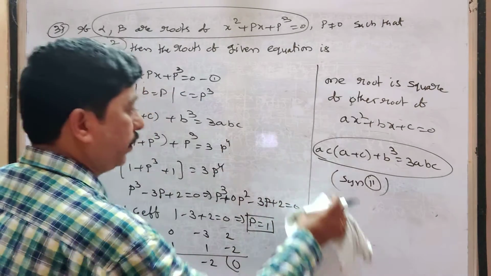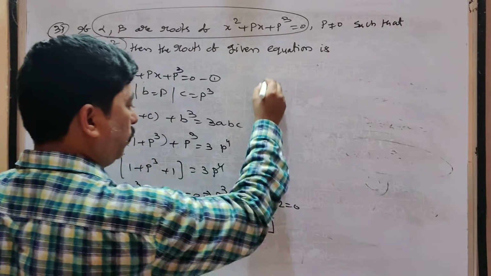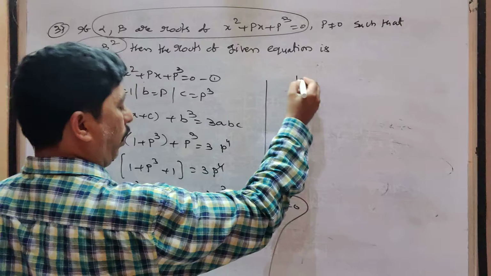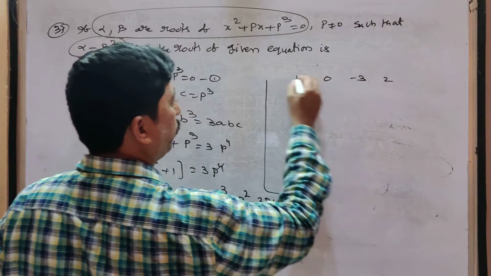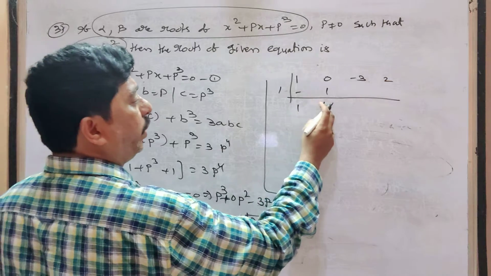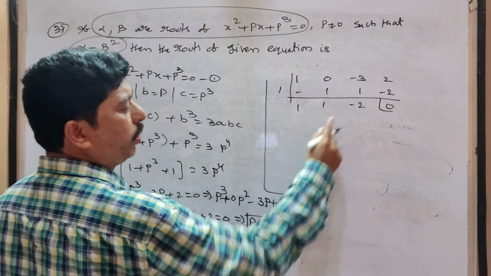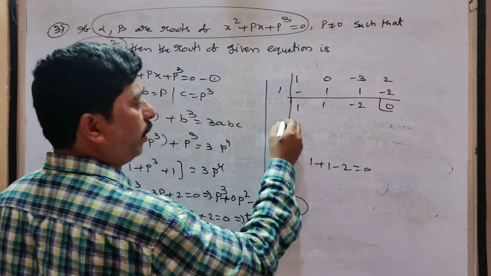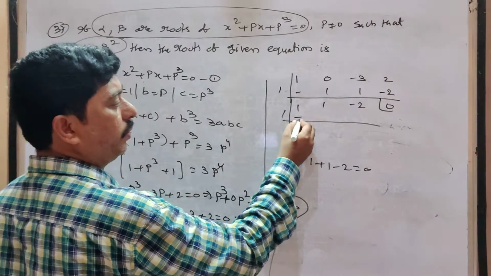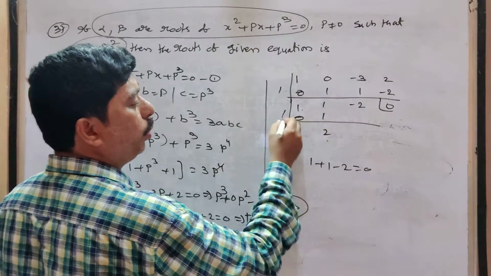Again, with respect to 1, you can do it. Take the quotients of this equation. 1, 0, minus 3, 2, 1 into 1, 1, 0 plus 1, 1, 1 into 1, 1, minus 3 plus 1 is minus 2, 1 into minus 2 is minus 2, remainder 0 we get. Again, you can check the sum of the quotients, 1 plus 1 minus 2, how much? 0. So again, you have to do synthetic division with respect to 1. Allot 0 here. 1 plus 0 is 1 and 1 into 1, 1, 1 plus 1 is 2, 1 into 2 is 2, 0.